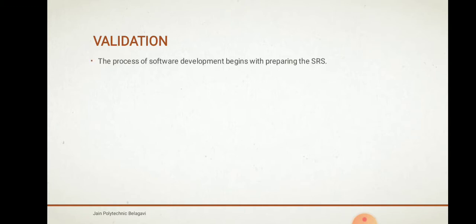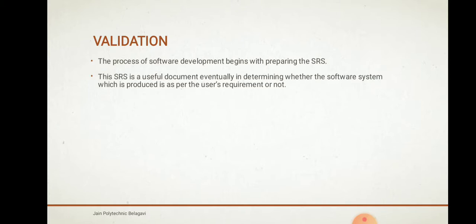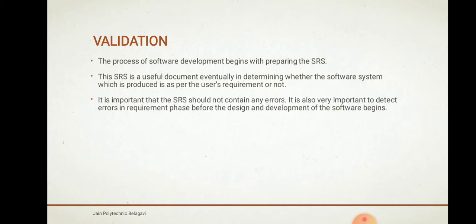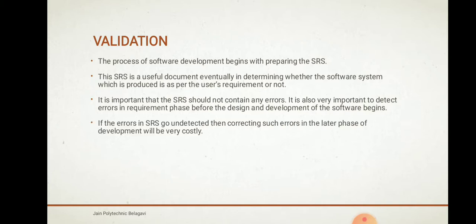What is validation? The process of software development always begins with preparing the SRS. SRS is a useful document eventually determining whether the software system which is produced is as per the user requirements or not. Now it is important that SRS should not contain any errors. It's also very important to detect errors in the requirement phase before design and development of the software begins. It is better to find the errors before beginning the development phase.